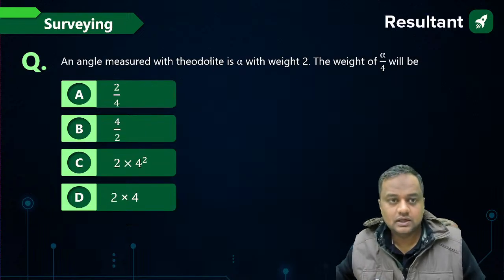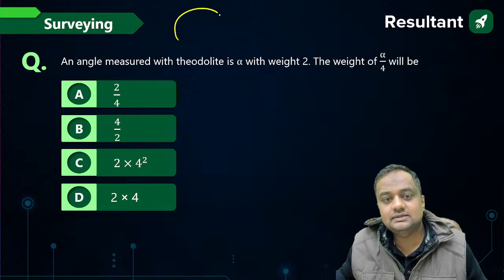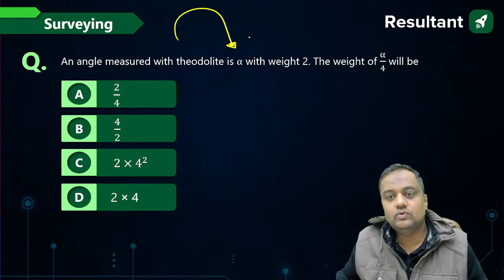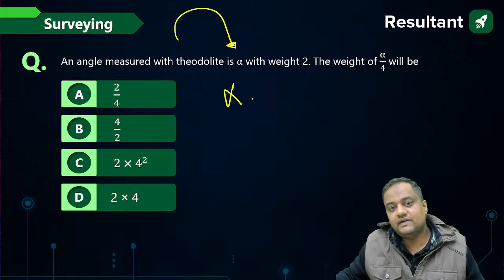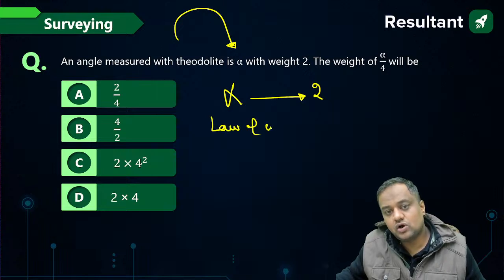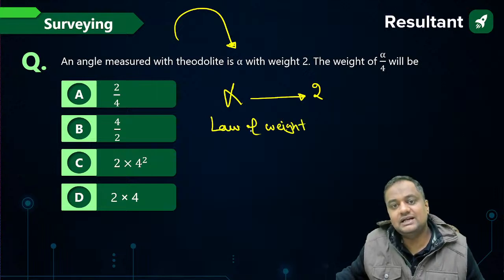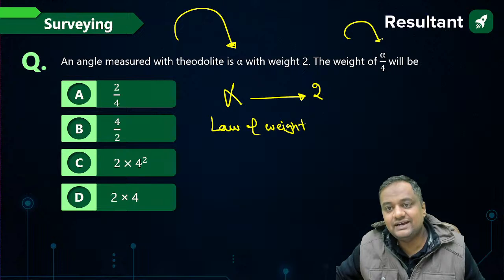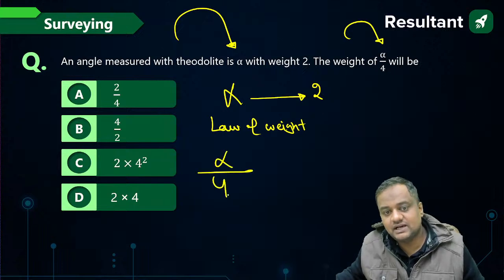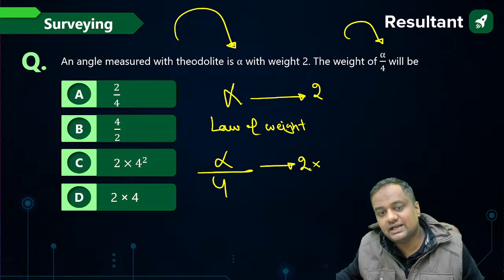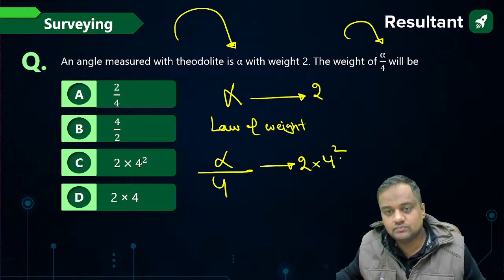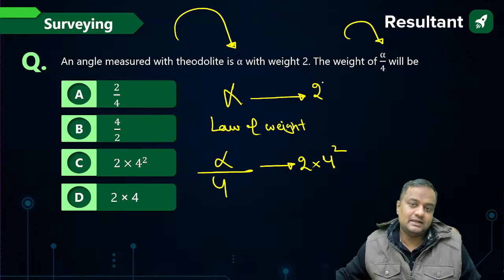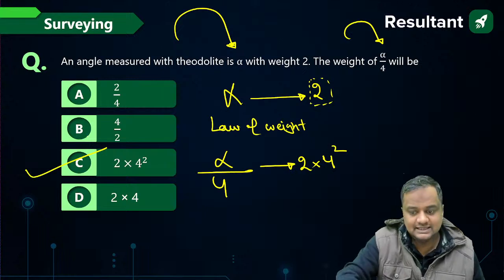An angle measured with a theodolite is alpha with weight 2. What is the weight of alpha by 4? If alpha has weight 2, then according to the law of weight, if anything is divided by 4, the weight of the result is the given weight multiplied by the square of that. So 2 into 4 square, that is option C.